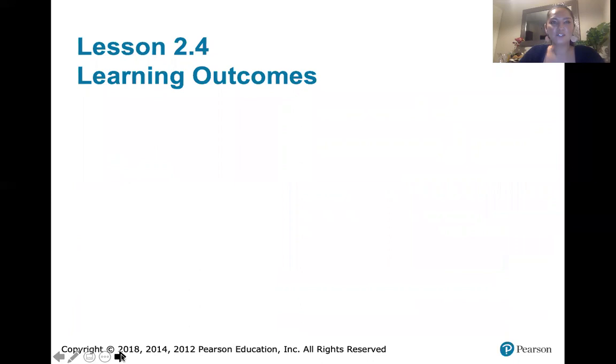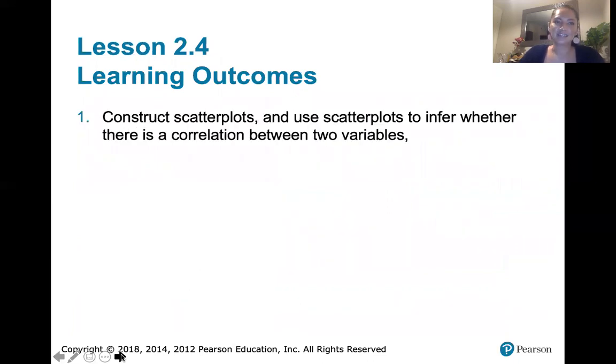Our learning outcomes for 2.4 include the following. After studying this lesson, hopefully you'll know how to construct scatterplots and use scatterplots to infer whether there's a correlation between two variables. I actually don't show you directly how to construct a scatterplot in these videos, but there are videos where I show you how to construct a scatterplot using Excel in the homework help playlist.